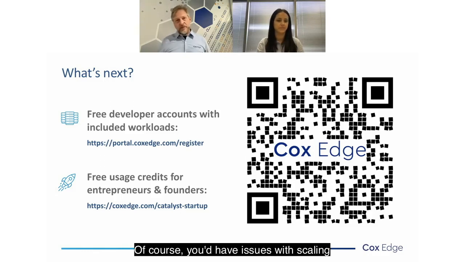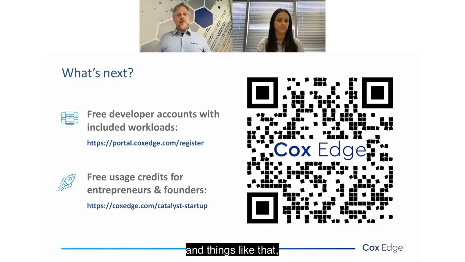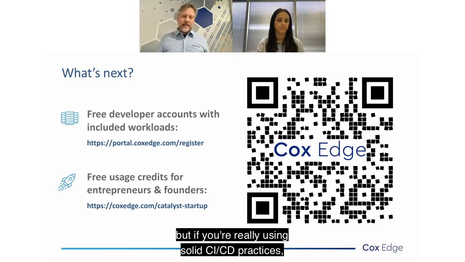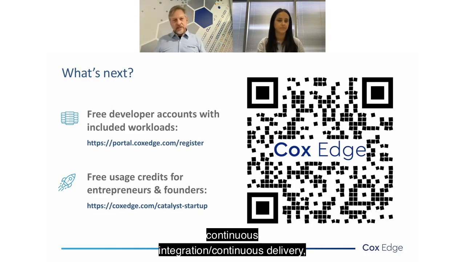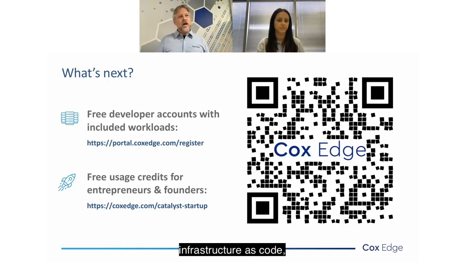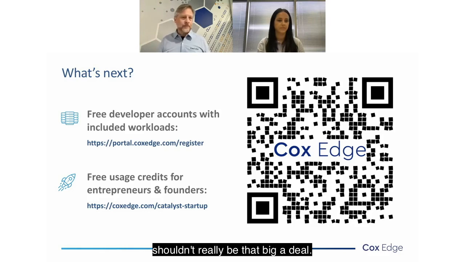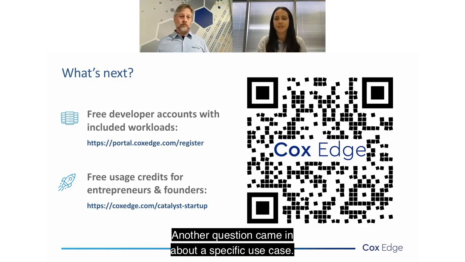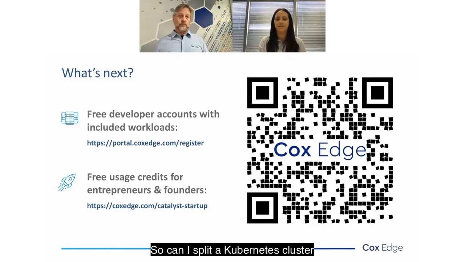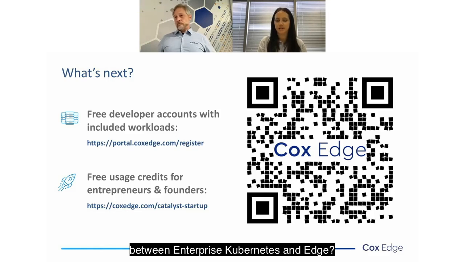Of course, you'd have issues with scaling and things like that. But if you're really using solid CI/CD practices, continuous integration, continuous delivery, infrastructure as code, being able to restore a node or an entire cluster shouldn't really be that big a deal. Okay, that's great. That's good to hear. And another question came in about a specific use case. So, can I split a Kubernetes cluster between enterprise Kubernetes and Edge?